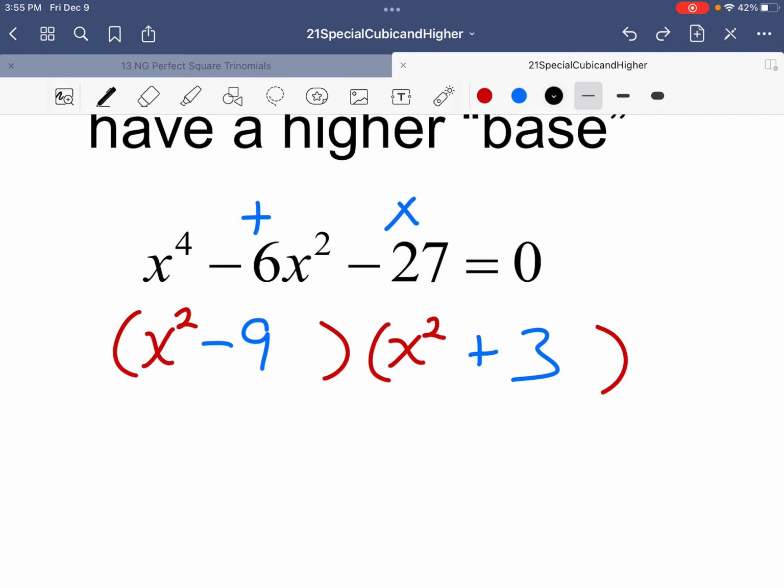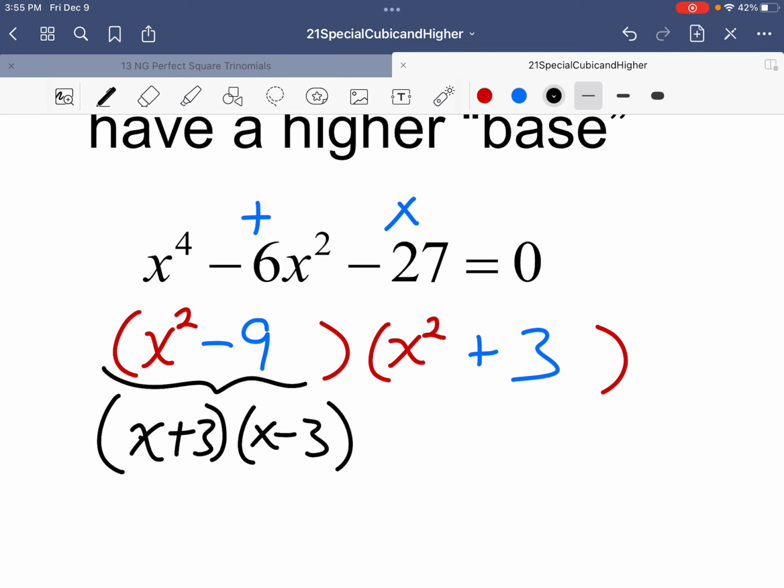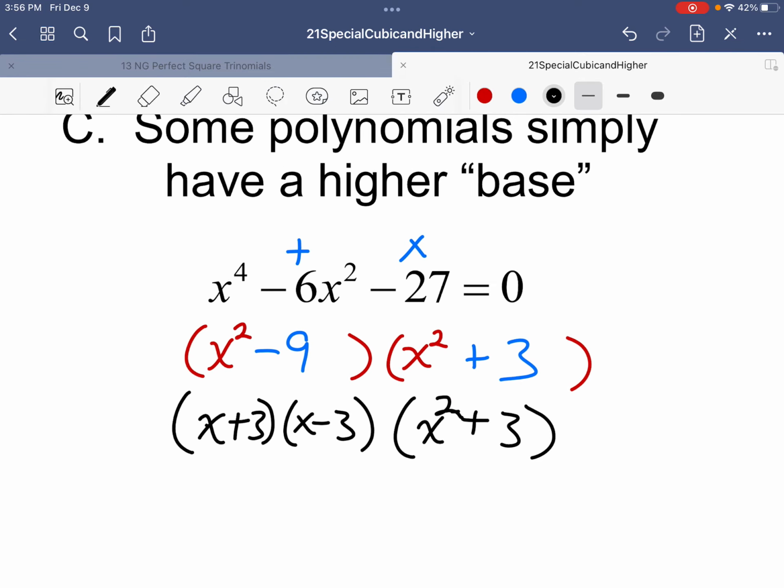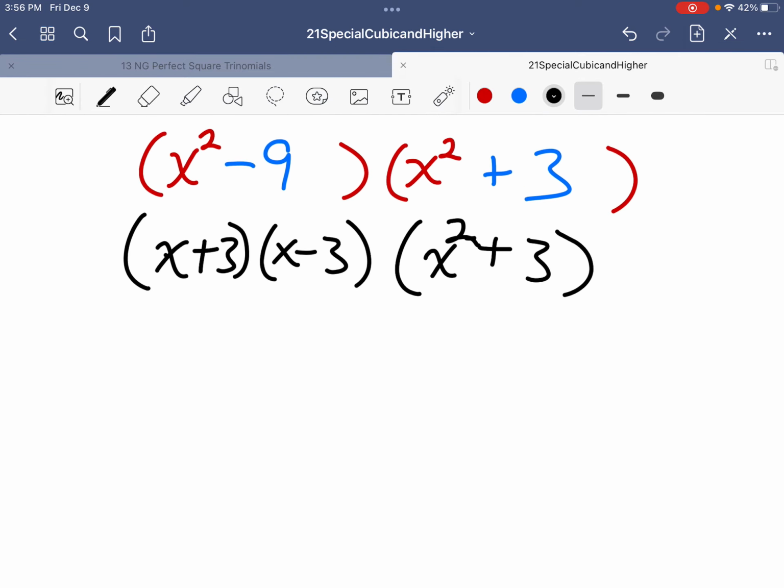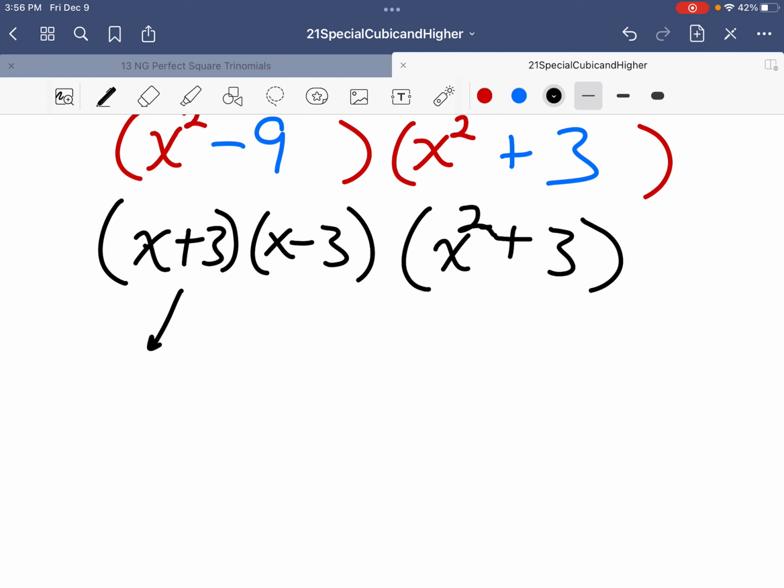What do you think about x squared minus 9? It's perfect, right? It's a difference of squares. That means I can actually factor it more. Cool, I can factor that more. How about x squared plus 3? Sorry, that's not a difference of squares. I can't factor it more, but I can write it down. So what do I have here? Well, I have 3 factors that I can solve. Remember, you solve them for their zeros.